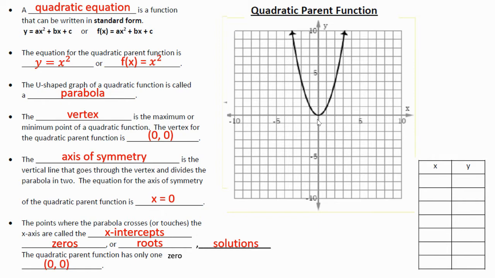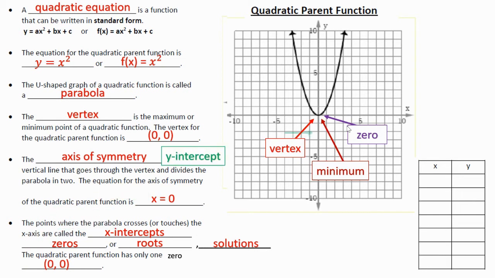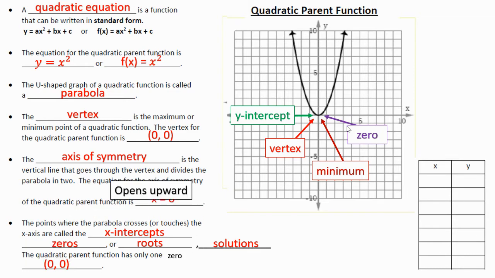The quadratic parent function, in this case, has only one zero, and it is right here. Now, we're going to find a little bit later that you could have more than one zero. You could have 1 zero or 2 zeros or no zeros. And we'll talk about that a little more in detail as the chapter goes on. All right, so this is your vertex right here. We talked about that. This is also, in this case, the zero. It is a minimum. The y-intercept is also that point in this case.